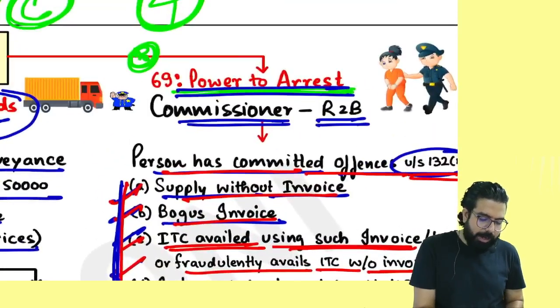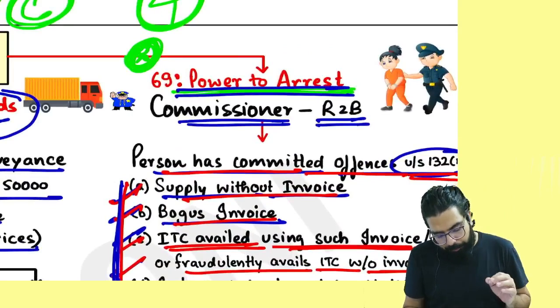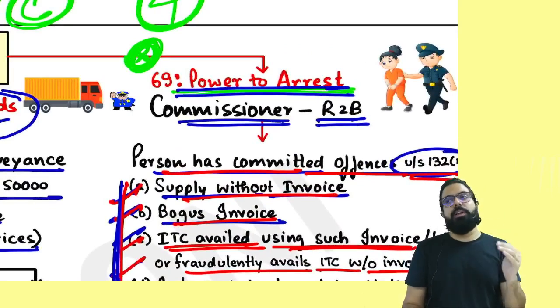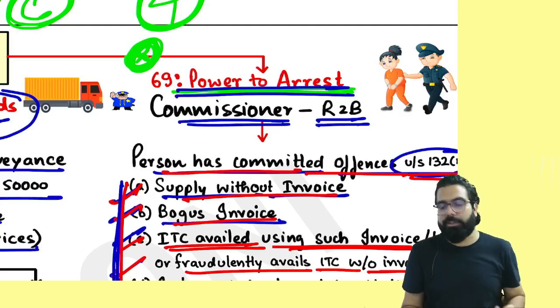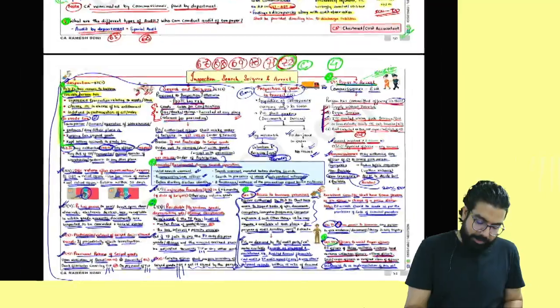And the most A-graded part: who has the power to arrest? The Commissioner has the power to arrest. But what are the reasons you can be arrested? I feel this is very, very important. Please do one question on this and go. Don't leave it.